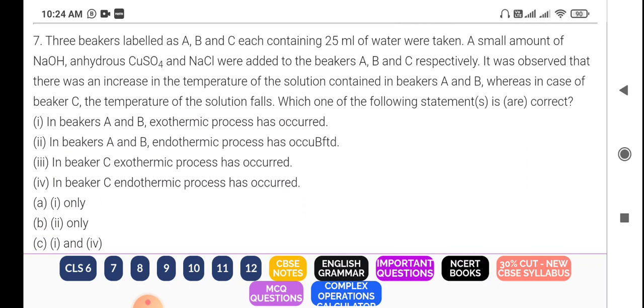7. 3 beakers labeled as A, B and C, each containing 25 ml of water, were taken. A small amount of NaOH, anhydrous copper sulfate and sodium chloride were added to the beakers A, B and C respectively. It was observed that there was an increase in the temperature of the solution contained in beaker A and B, whereas in case of beaker C, the temperature of the solution falls. Which one of the following statements is correct?